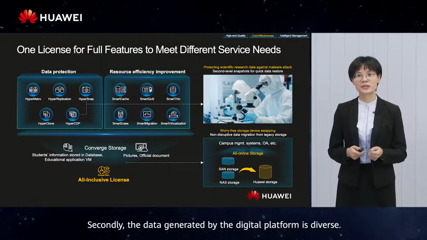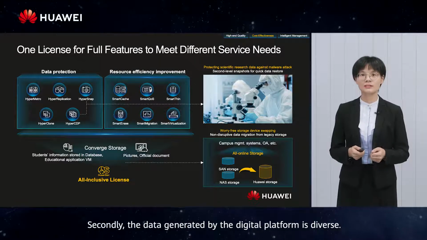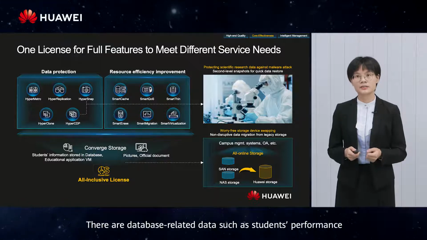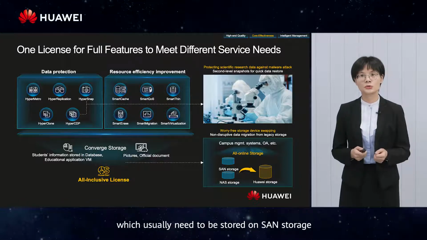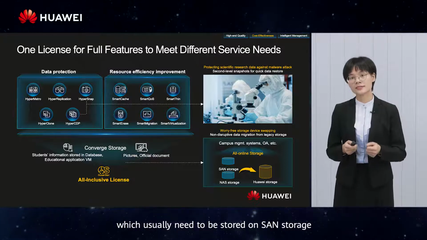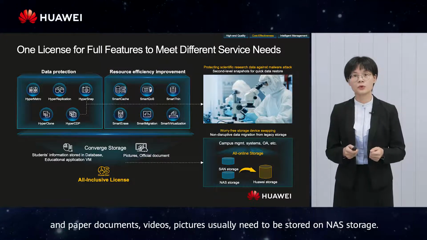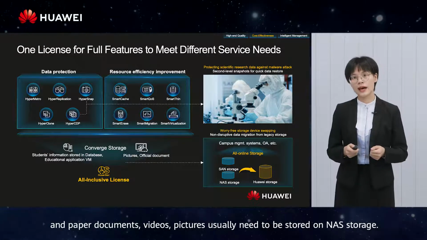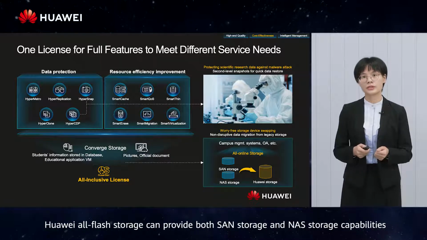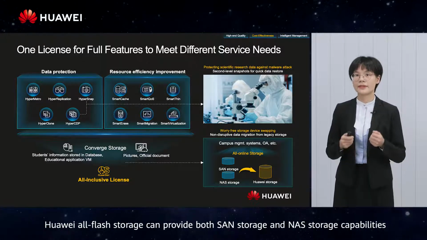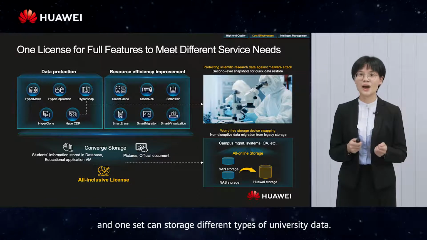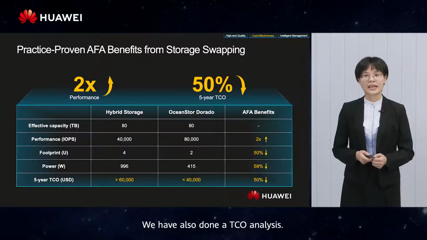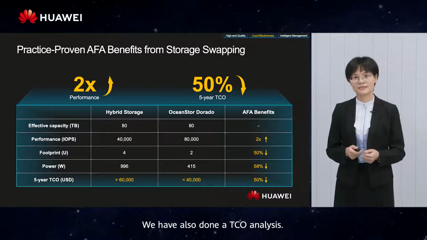Secondly, the data generated by the digital platform is diverse. There is database-related data such as students' performance, which usually needs to be stored on SAN storage, and paper documents, videos, and pictures, which usually need to be stored on NAS storage. Huawei all-flash storage can provide both SAN and NAS capabilities, and one set can store different types of university data. We have also done a TCO analysis.